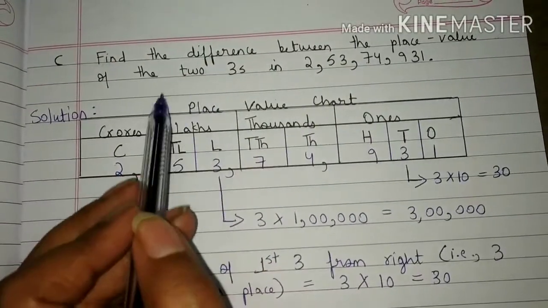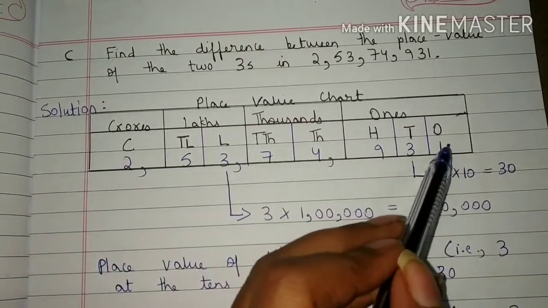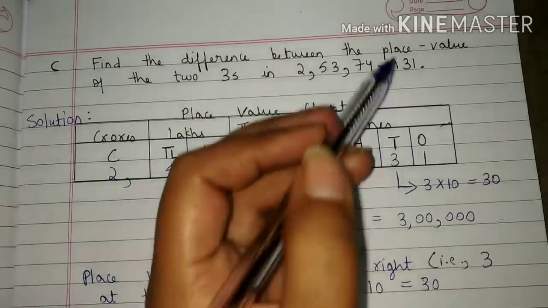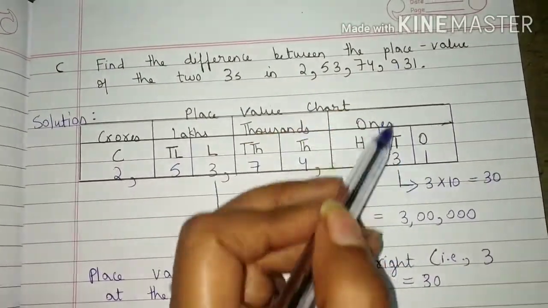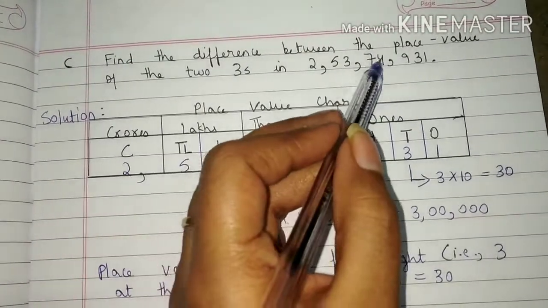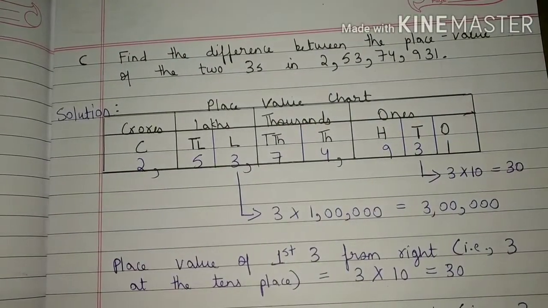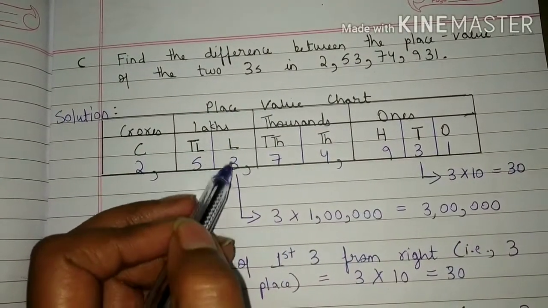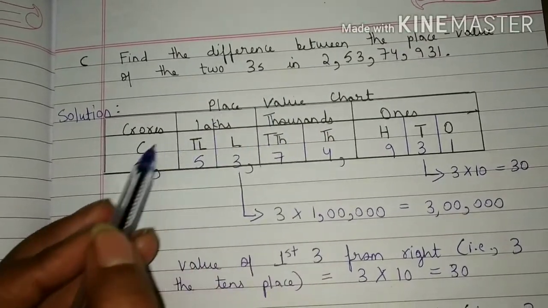Students, first of all, you will draw a place value chart like this and then you will arrange these numbers in the place value chart. So you will write 1 at 1's place, 3 at 10's place, 9 at 100's place, 4 at 1000's place, 7 at 10,000's place, 3 at lakh place, 5 at 10 lakh place, 2 at crore place.